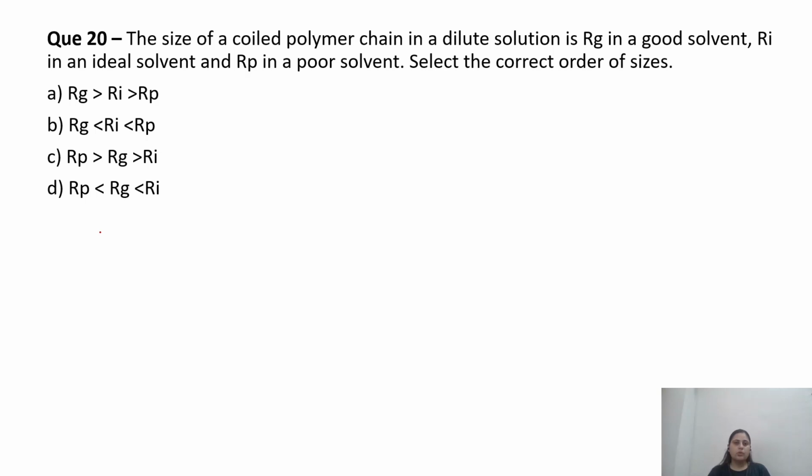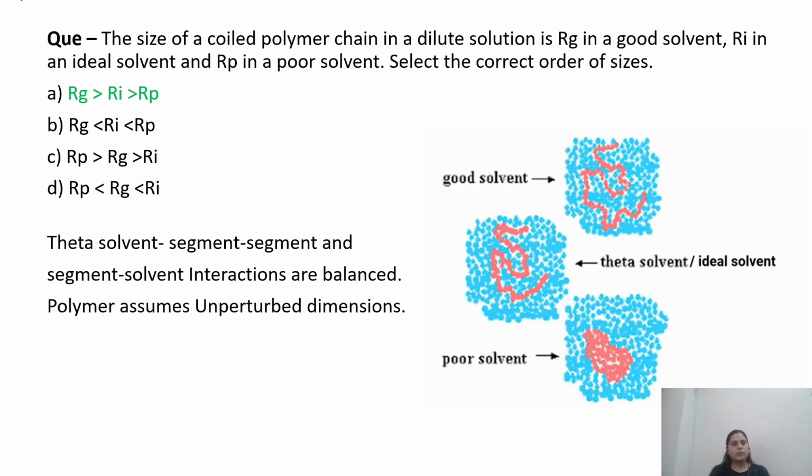So just now we discussed this concept, when the polymeric chain is mixed in a solvent, how it behaves. So please tell what should be the answer. So the answer is A, which is the size of a polymeric chain is more in the good solvent than the ideal solvent, and then least in the poor solvent.